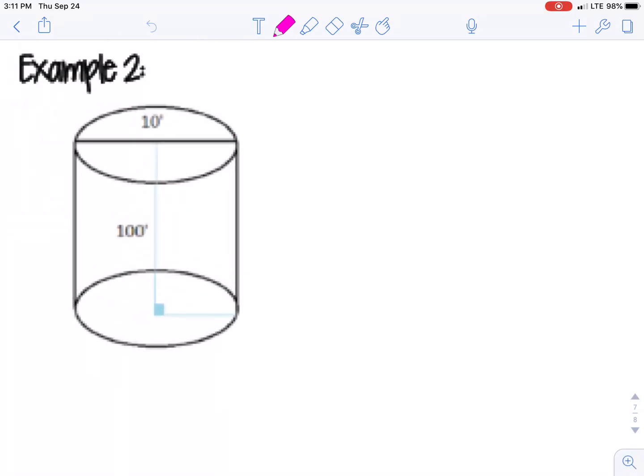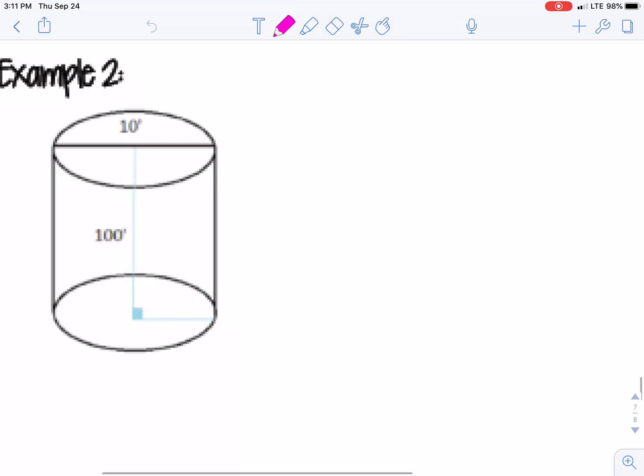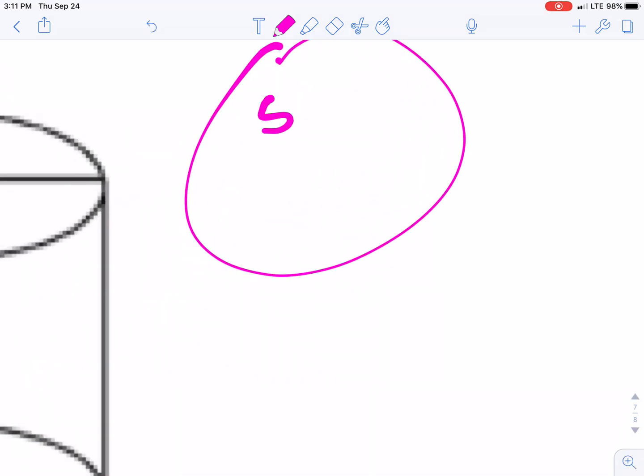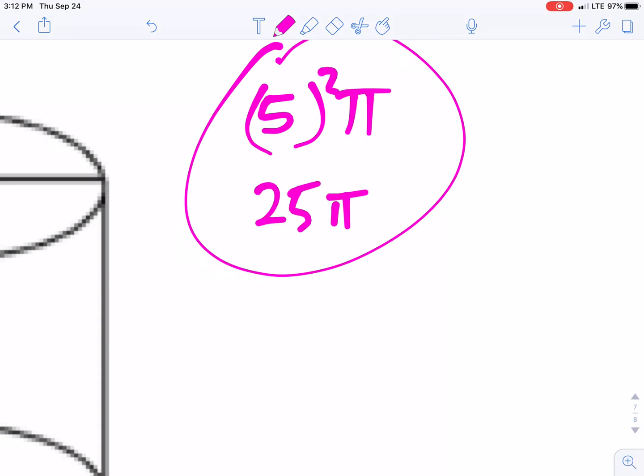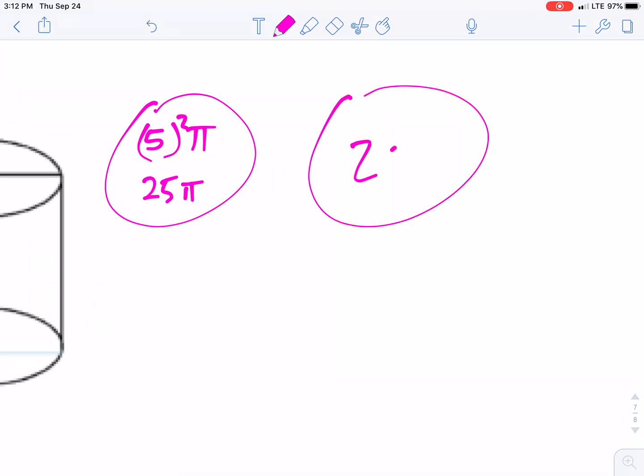All right, so here we go. You guys try this out. Just be careful. 10 is the diameter. We want the radius, right? So cut that in half. We're going to do 5 squared times pi, which again is 25 pi. So we got 2 circles that are 25 pi.